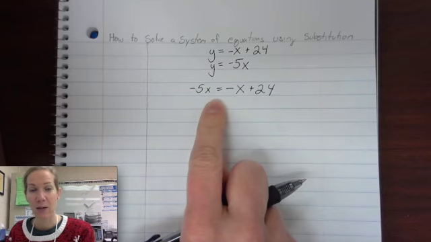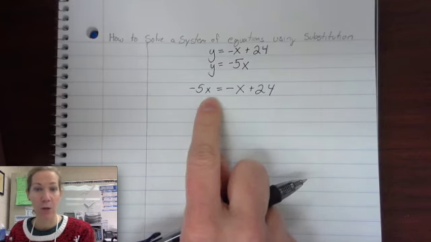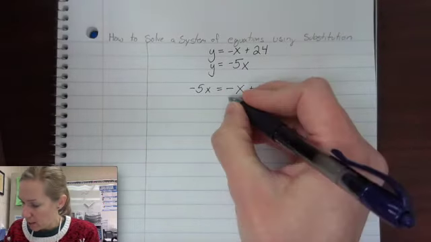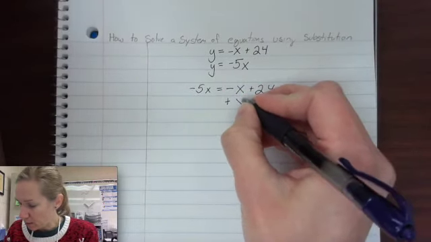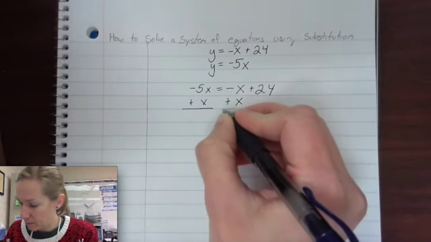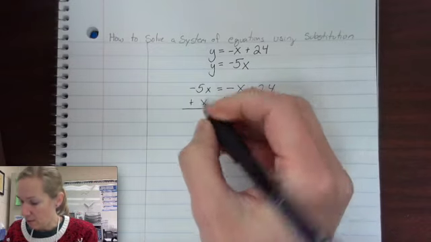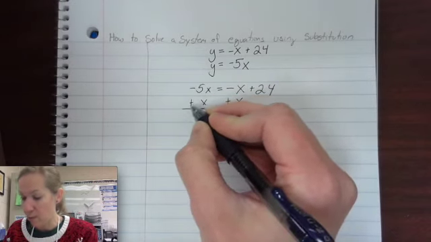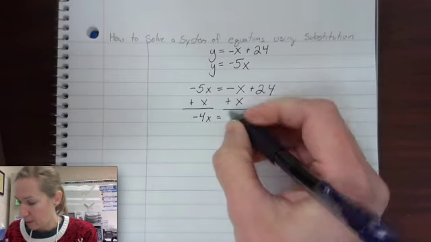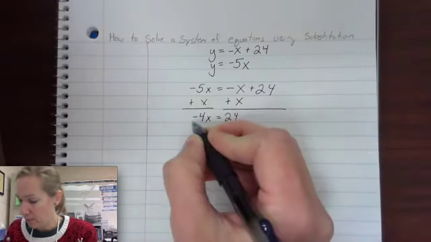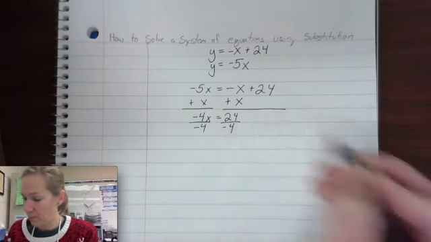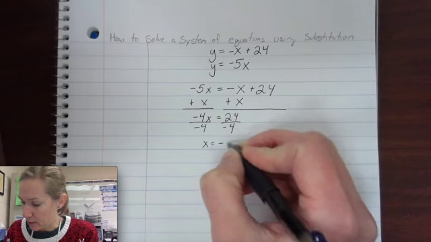Now this becomes an equation where we solve for x, where we have the variable on both sides. So I always move the one with the smaller coefficient. Remember, I need to do the opposite operation, so I'm going to add x to both sides. And on this side, negative 5x plus x is going to give me negative 4x. 24 over here. Divide both by negative 4. You get x equals negative 6.